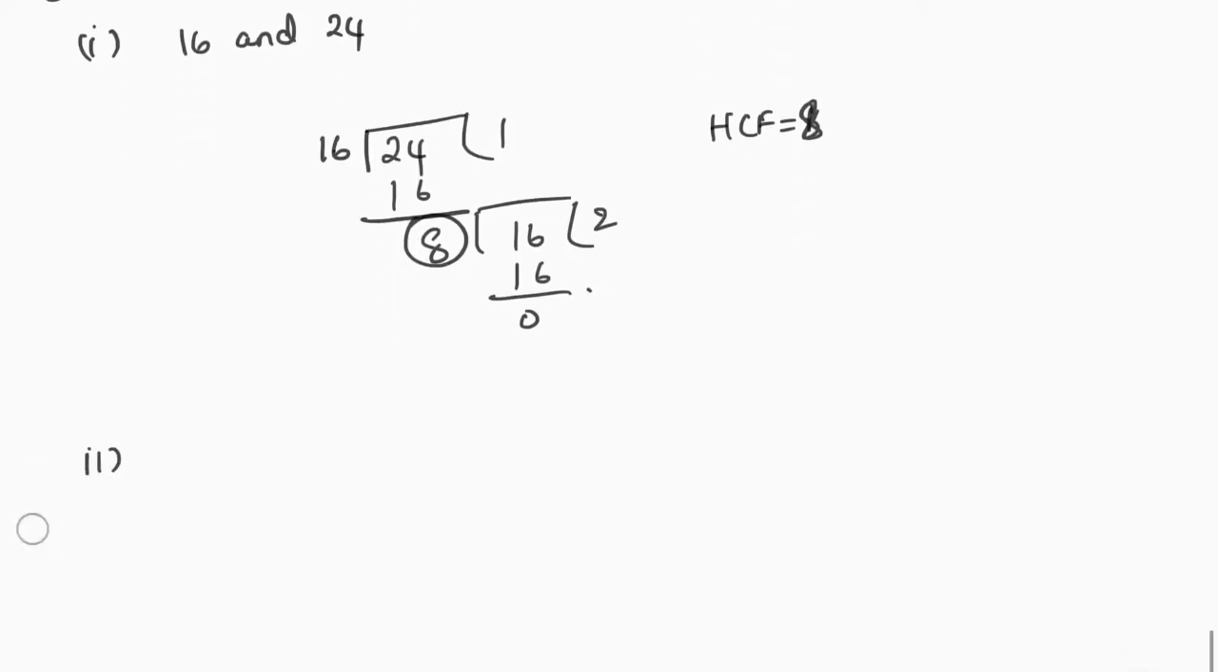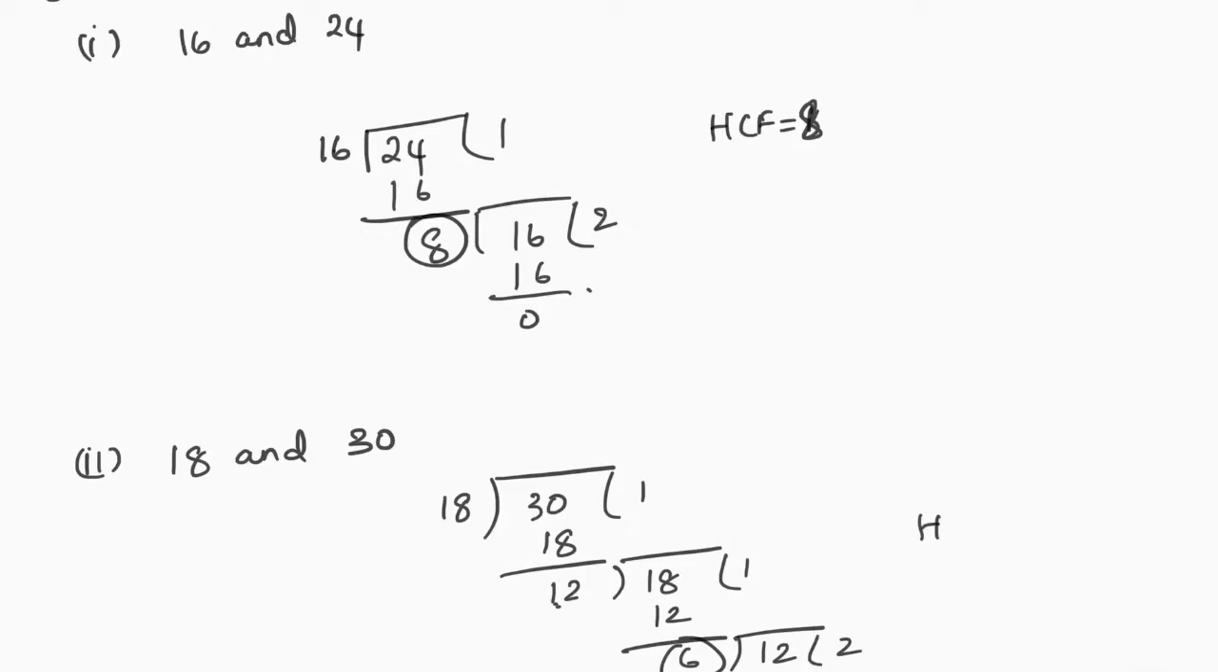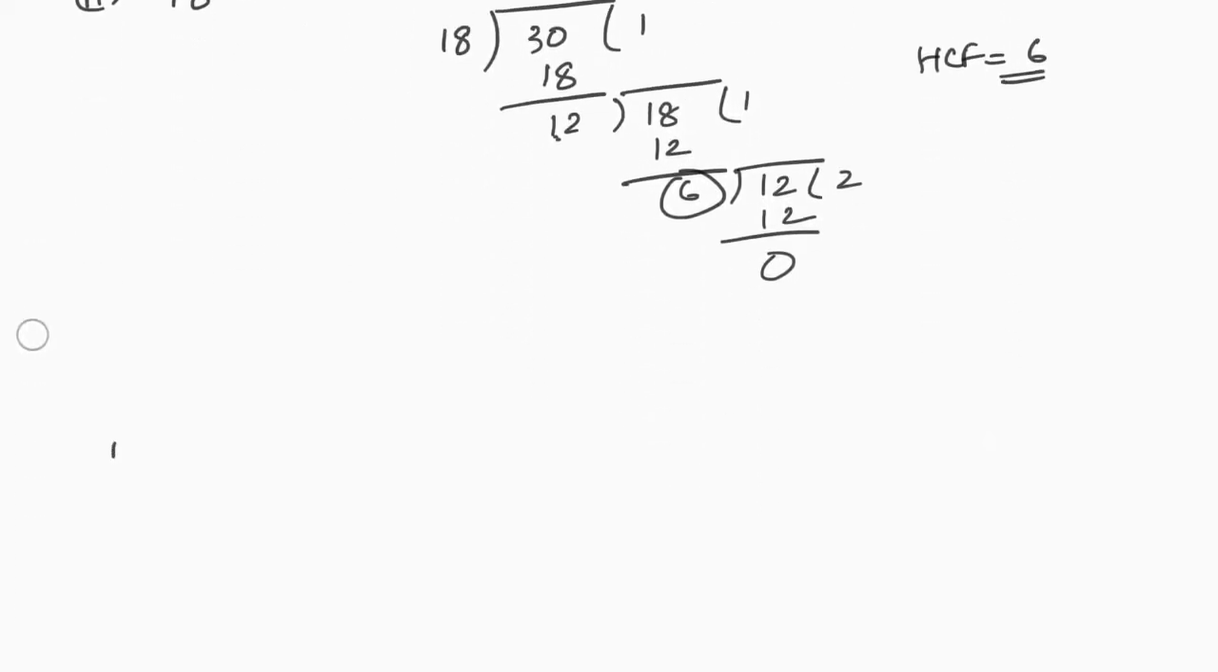Let me do the second question. Second question is 18 and 30. Always remember, you need to write the larger number inside as the dividend and the smaller number as the divisor. 18 goes 1 time. That is 18. Your remainder will be 12. So again 18 comes here. How many times? 1 time, 12. 6. Next you need to transfer 12 here. 6 2s are 12, 0. So what is our HCF here? HCF is equal to 6. Hope it's clear.